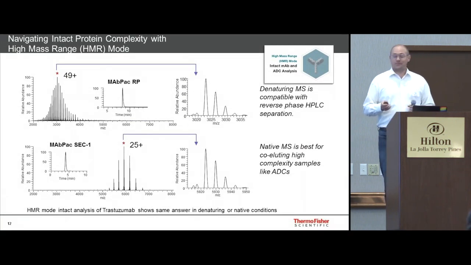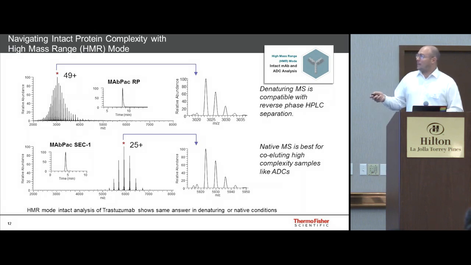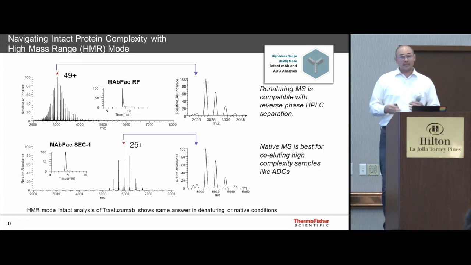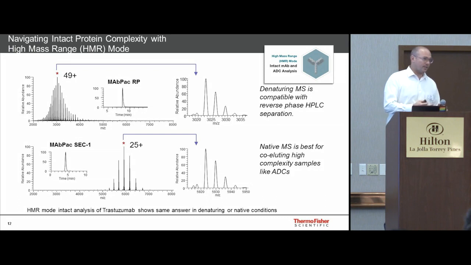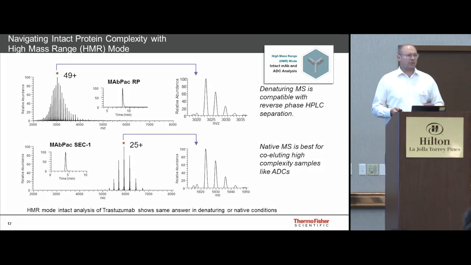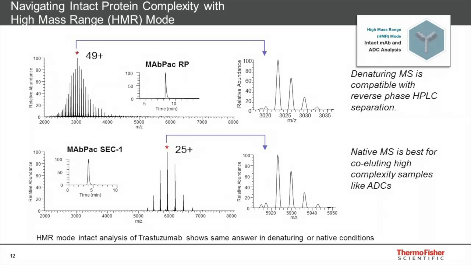It's also the consistent result. So as we get into this high mass range mode, I mentioned earlier that we can do intact analysis now with either denaturing conditions or with native conditions. The next question you might have is, why are you giving me choices? What's the best one? Well, mass spectrometry and characterization is not necessarily a one-size-fits-all scenario.